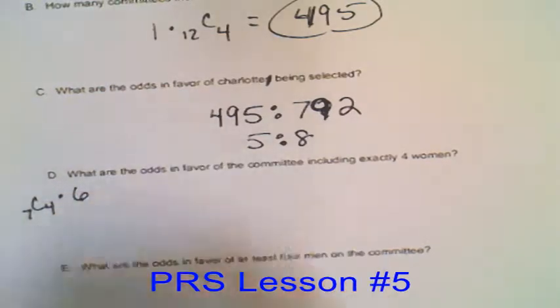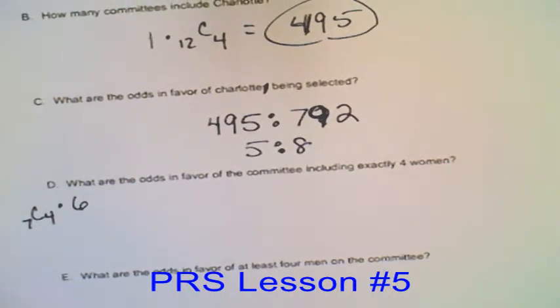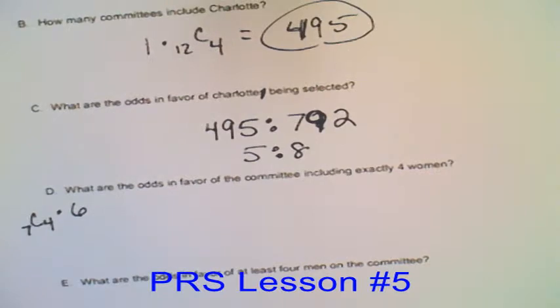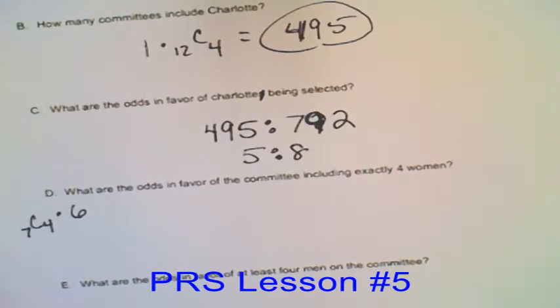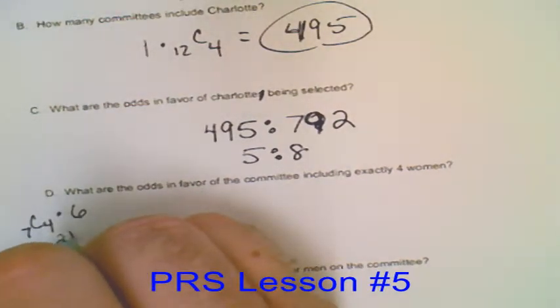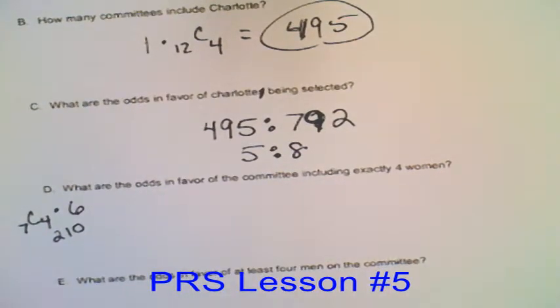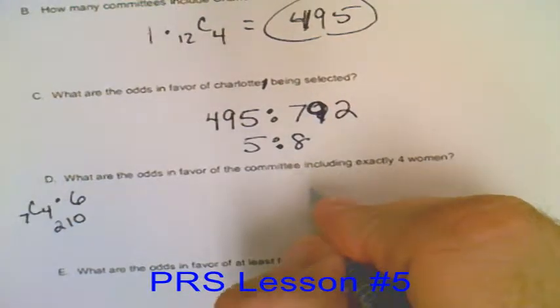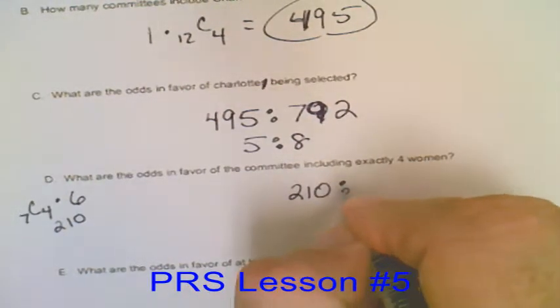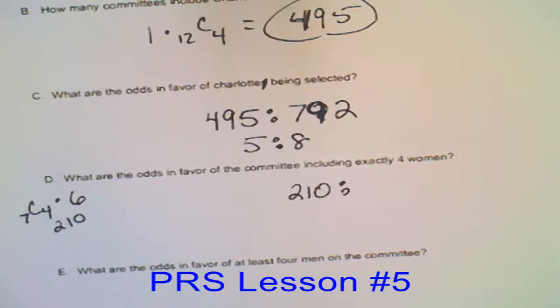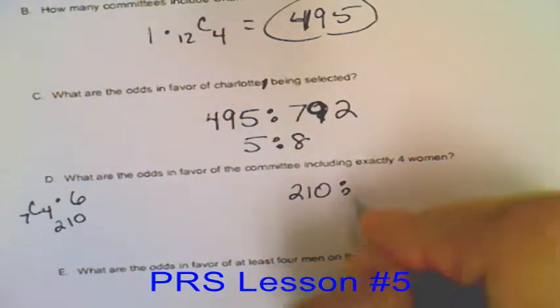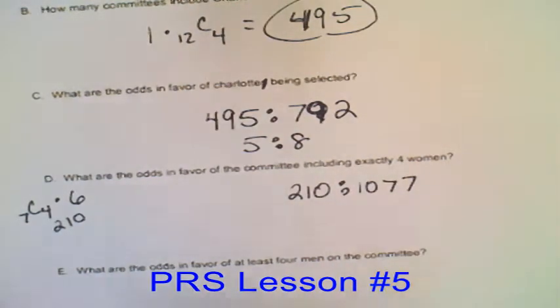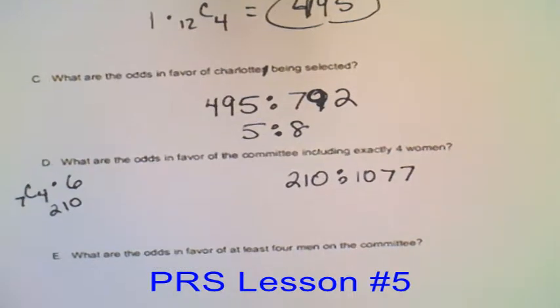Okay? What are the odds in favor of the committee including exactly 4 women? So how many include 4 women? Well, 4 women would be 7 choose 4. Okay? So if you have your 7 choose 4 times, you've got 1 other man, so 6. So 7 choose 4 times 6. There are 210 committees that have exactly 4 women. Okay? So 210 of them have exactly 4 women.